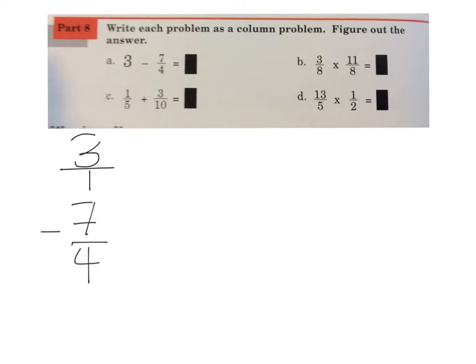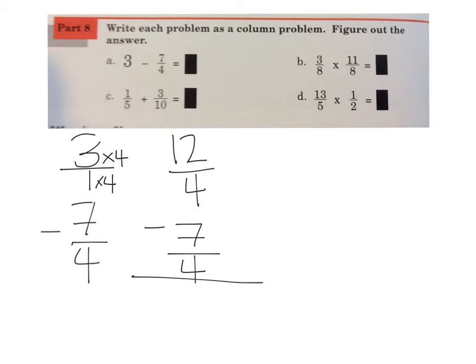So I can change the 1 into a 4 by multiplying 1 times 4. And whatever I do to the bottom, I have to do to the top. So I'm going to write my new fraction next to it. I've got 3 times 4 is 12 over 4. And I'm going to subtract 7/4. It hasn't changed because it already had the denominator I wanted.